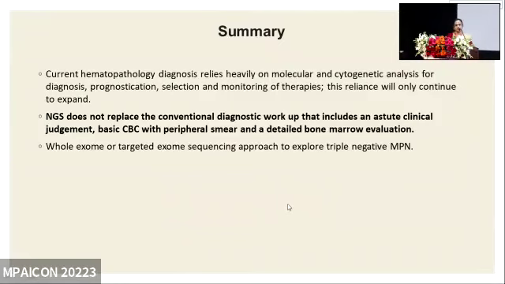Although this is there, NGS does not replace the conventional diagnostic workup that includes astute clinical judgment, basic CBC, peripheral smear, and bone marrow examination. With regards to the triple negative entity per se, whole exome or targeted exome sequencing helps in identifying possible etiology in this group.